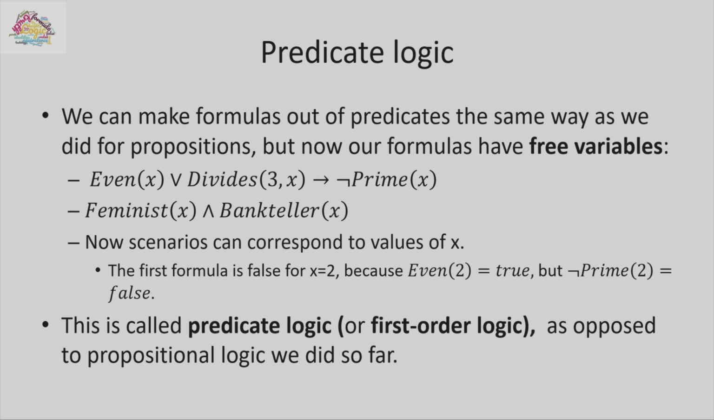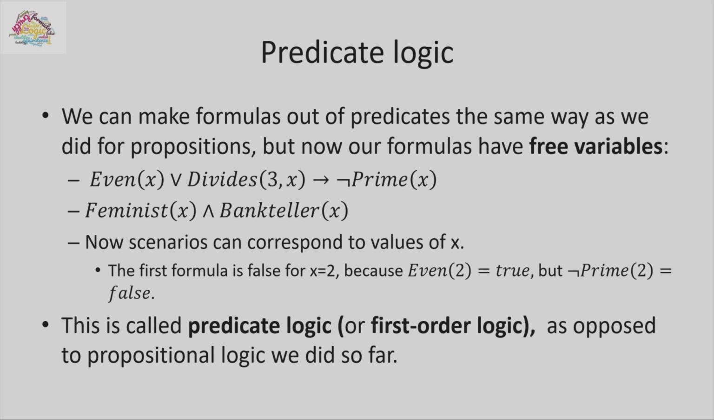If we have a formula: even x or divides 3x, which means 3 divides x, implies that x is not prime, this formula may be true or may be false depending on the value of x. And in this formula, everywhere x means the same number. So when we instantiate it, when we put in some value, we will put the same value everywhere x occurs in this formula. So suppose we put in the number, I don't know, 5. Then 5 is not even, not divisible by 3. The whole thing must be true, because false implies everything.